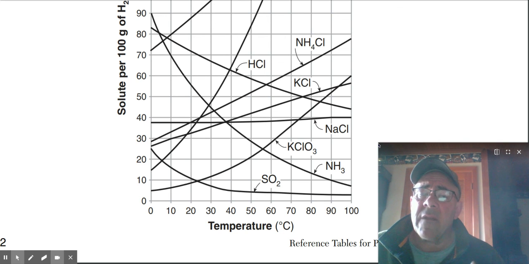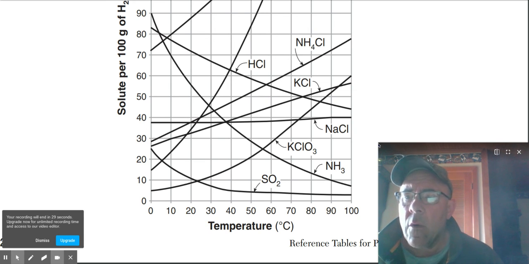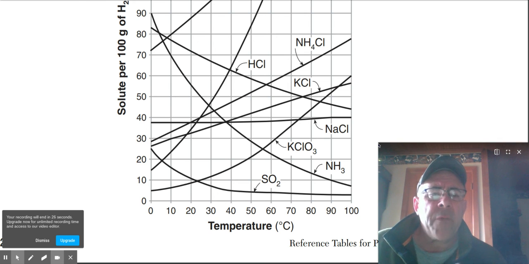Not to be confused with a supersaturated solution. That's when we force extra solute to stay suspended. All right. So with that being said, I hope that answers your question.